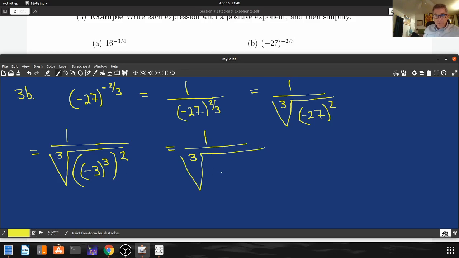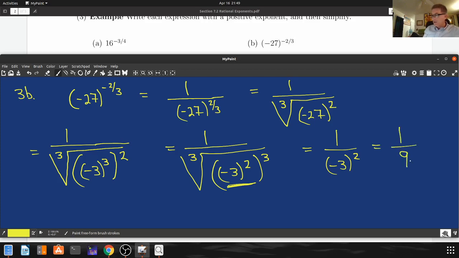And this is going to be minus 3, my base, raised to the second power, raised to the third power. So now I can immediately see what the cube root is. The cube root is 1 over what's raised to the third power, which is minus 3 squared, which can be further simplified to 1 over minus 3 times minus 3, which is 9. So that's equal to 1/9.